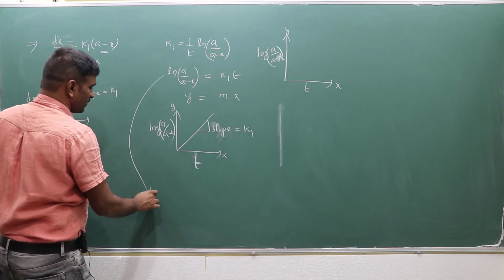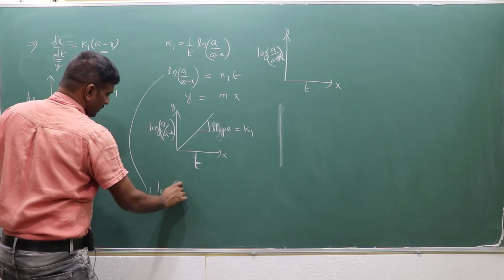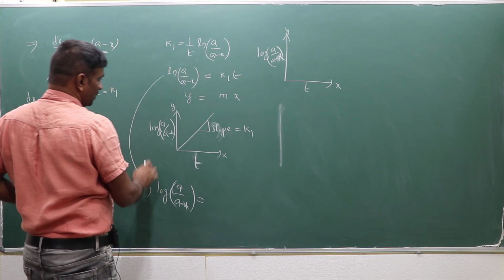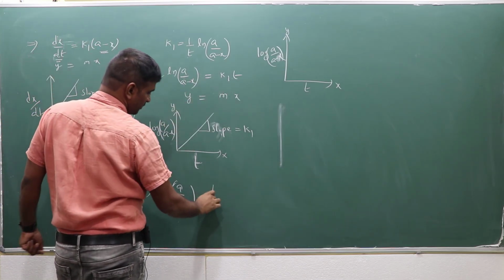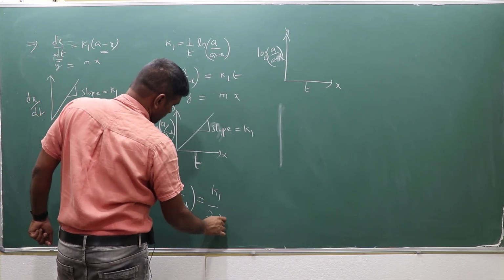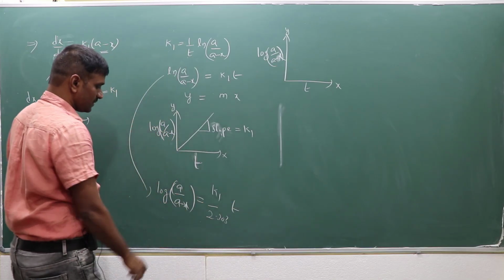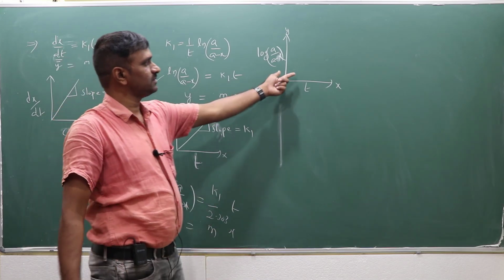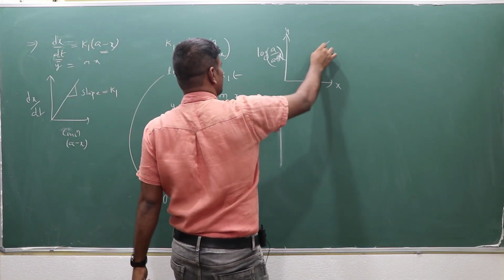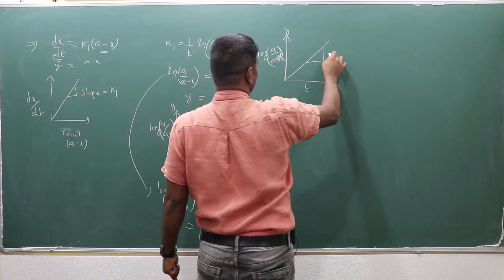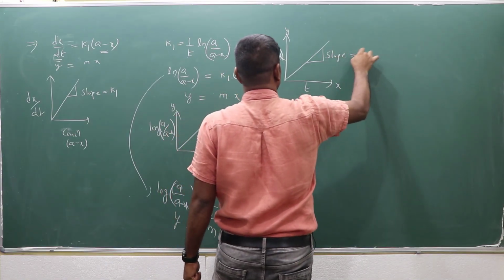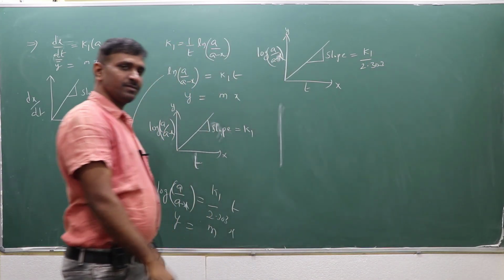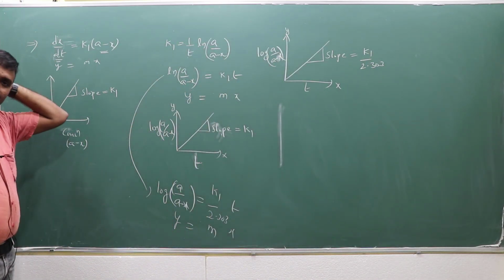So from this we have to rearrange: log a by a minus x equals k1 by 2.303 into t, since the 2.303 goes to the right side. Then it is a y equals mx type plot based on this. So this is also passing through the origin. So slope is equal to how much? k1 by 2.303. This is one type of graph.